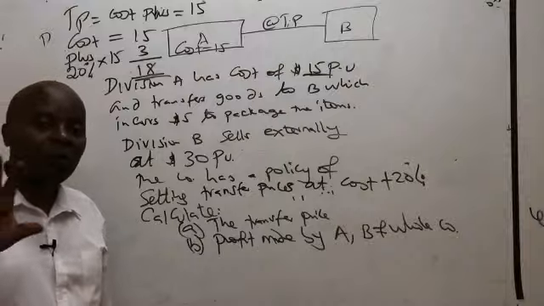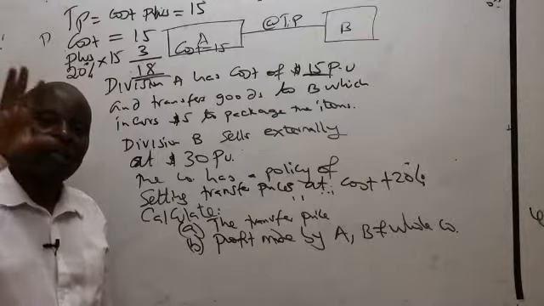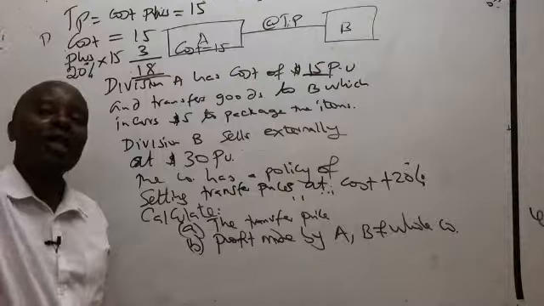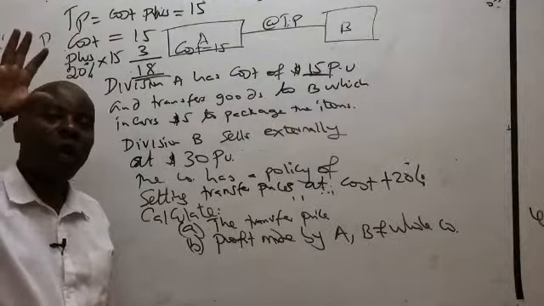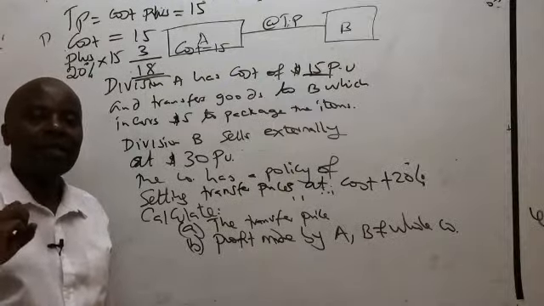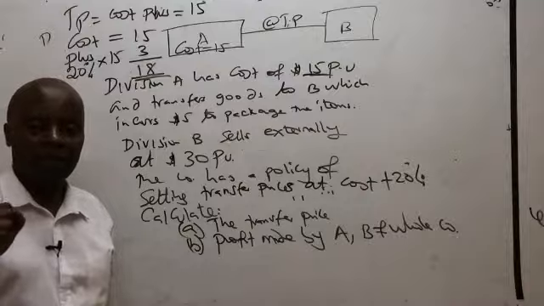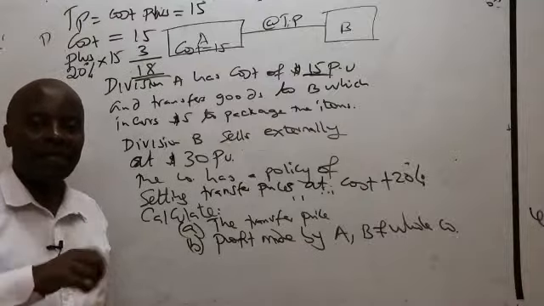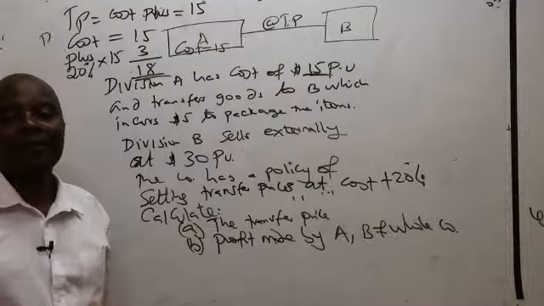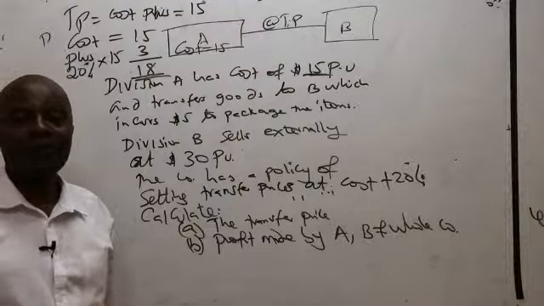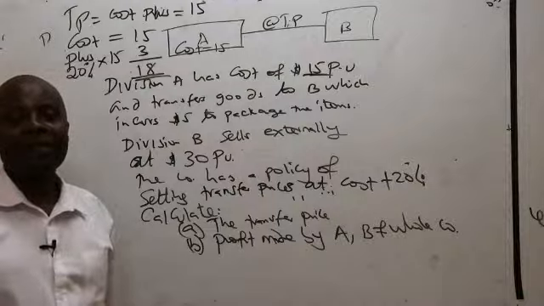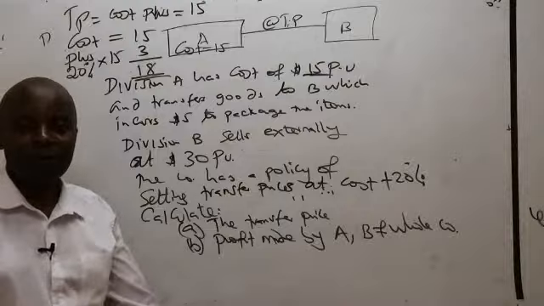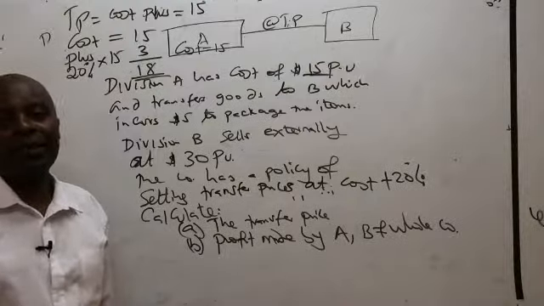So please don't confuse. It's about the cost of the transferring division, the cost of A, the cost of the first department. You take that and add their profit.